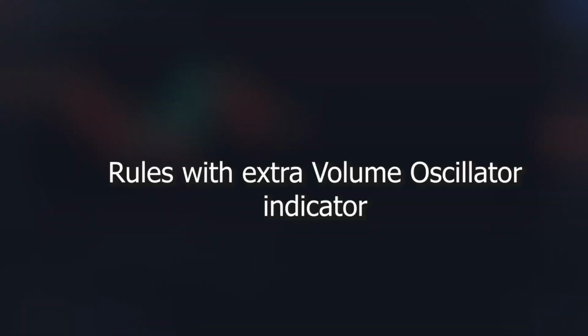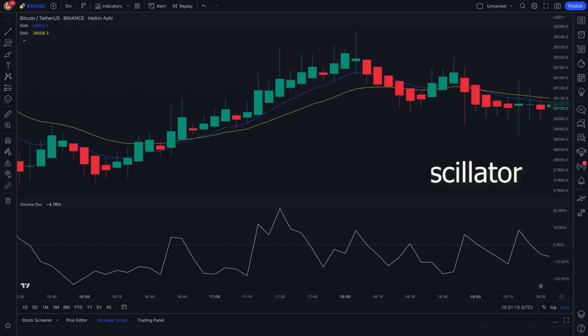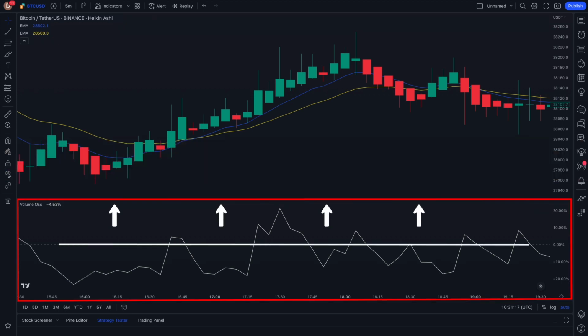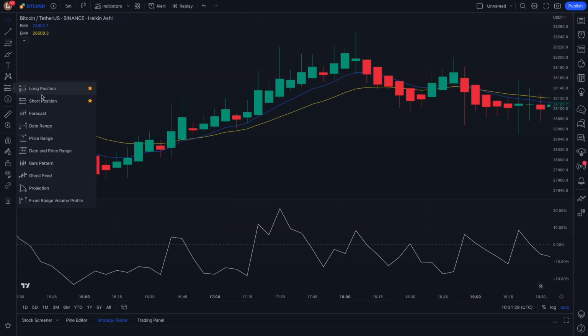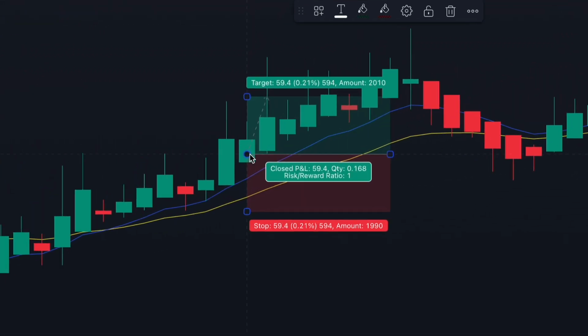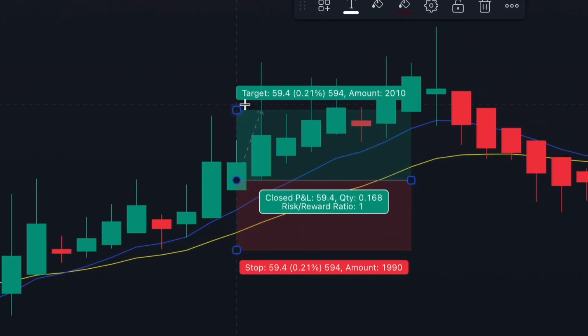Rules with extra volume oscillator indicator. In general, the main difference from the previous conditions is only in the new indicator, and its value should be higher than 0. This will help us reduce the number of unsuccessful trades. When the entry condition is met, which means we can confidently open a buy position, the conditions for entering the position will be the same so that we won't go into this again.